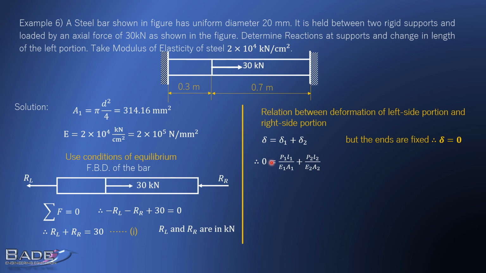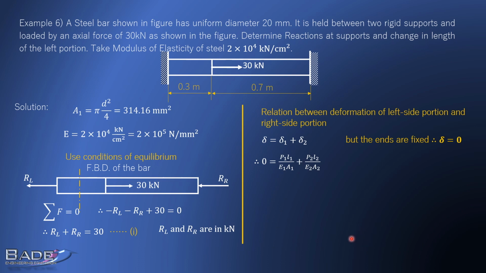So this is how we have substituted here for delta 0. Delta 1 is as usual P1 L1 upon E1 A1. Delta 2 is P2 L2 upon E2 A2. Okay. Now let's substitute the values. But before that, what is P1? P1 is load on the first part.